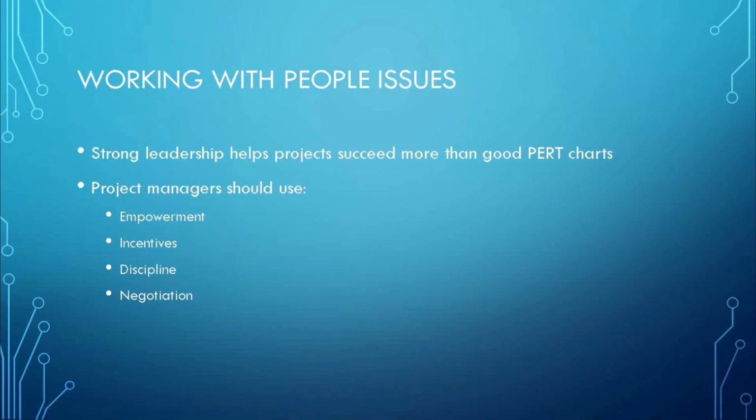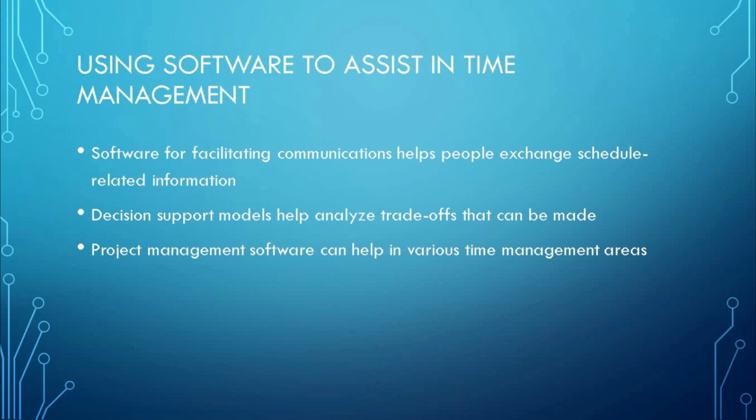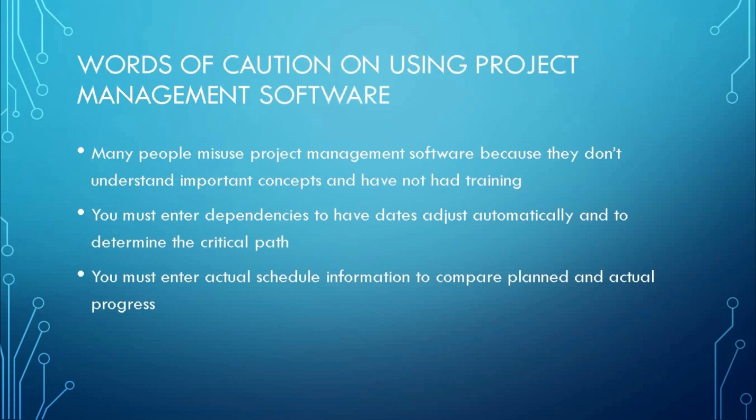Working with people issues. Strong leadership helps projects succeed more than good PERT charts. Project managers should use empowerment, incentives, discipline, and negotiation. Using software to assist in time management. Software for facilitating communications helps people exchange schedule-related information. Decision support models help analyze trade-offs that can be made. Project management software can help in various time management areas.